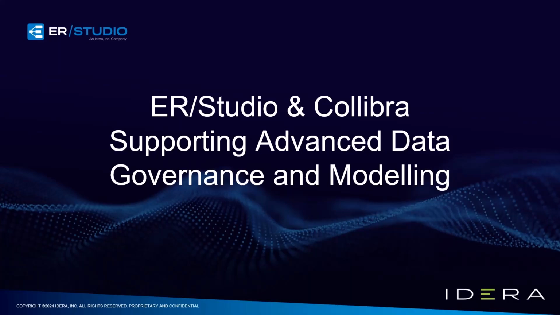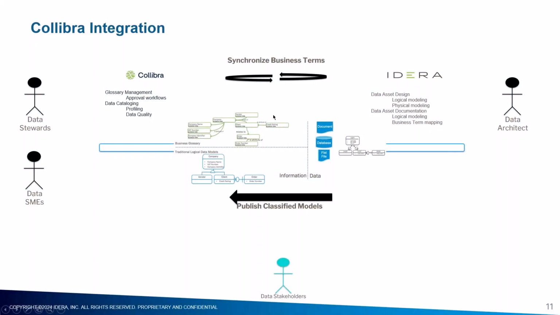The topic is EOS Studio in Collibra, and it's subtitled Supporting Advanced Data Governance and Modeling. What we're really going to look at is how important it is to use a tool like EOS Studio alongside tools like Collibra, to give you the ability to not just catalog, share and manage things from a business asset perspective, but also to work effectively with a detailed data model as well. This is just a very simple PowerPoint.